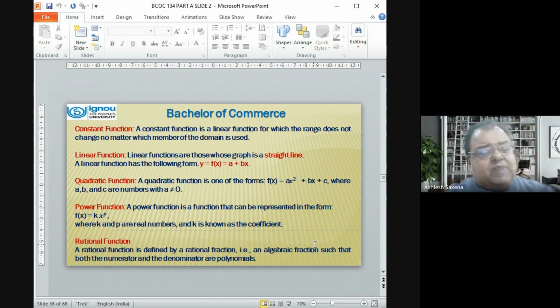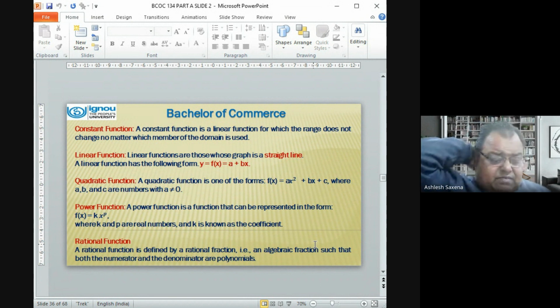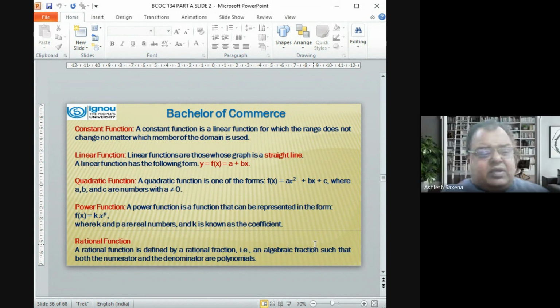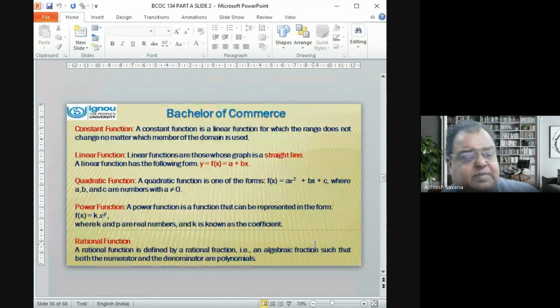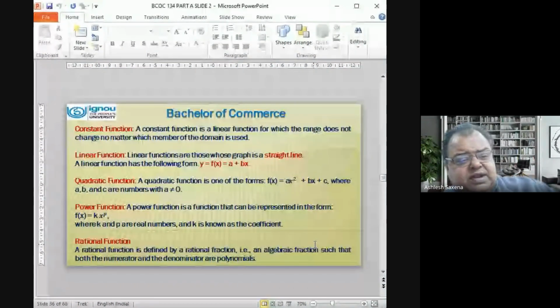Then comes power function. A power function is a function that can be represented in the form of f(x) is equal to kx to the power p, where k and p are real numbers and k is also known as the coefficient. Then comes rational function. A rational function is defined as a rational fraction, that is, an algebraic fraction such that both the numerator and denominator are polynomials. That is anything in the form of p by q, where q is not equal to 0.